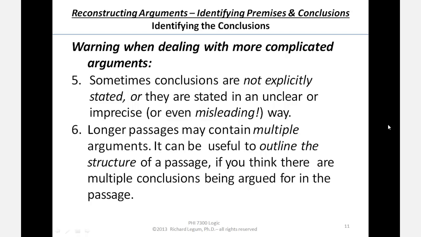And here's another one regarding the future. At the beginning I'm going to try to have you stick to shorter passages because it's easier to figure out the structure of the argument in those. But longer passages often contain multiple arguments. And sometimes it can be useful to outline the structure, that is, make an outline of the entire passage. That way, if you think there are multiple conclusions being argued for, you'll be able to line them up to what's being said. But keep those 5 and 6 in mind for the future.